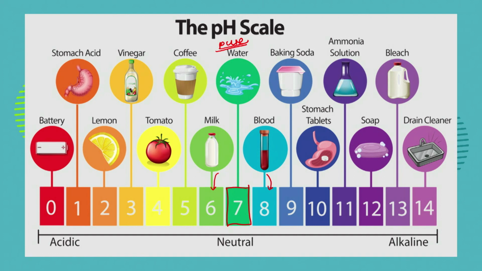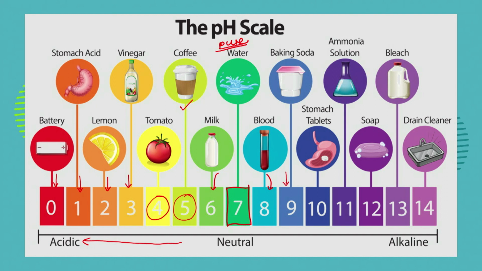When we start moving towards the stronger acids, we see that coffee is in fact quite a strong acid. Tomatoes are quite strong. Vinegar has a pH of about 3. Lemons right down at 2. Our stomach acid can go as low as 1. And battery acid, sulfuric acid, is down at pH 0.